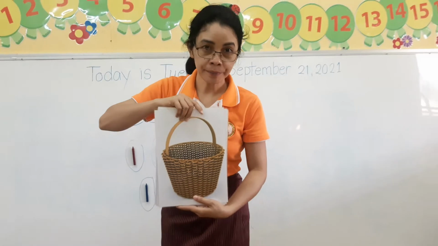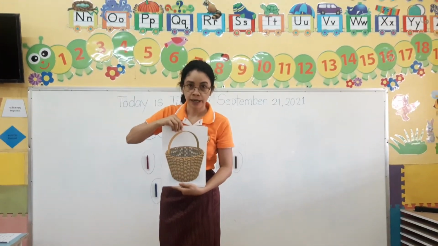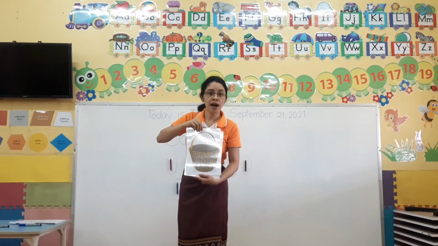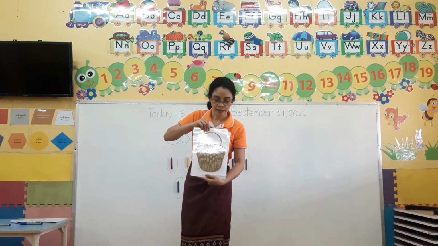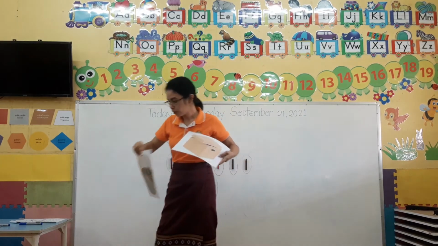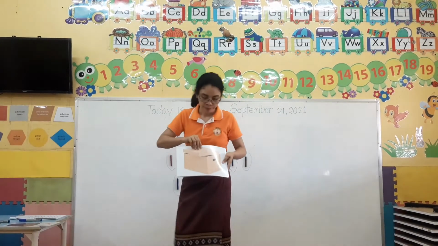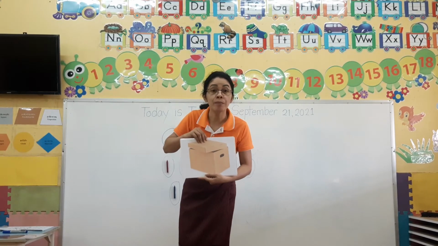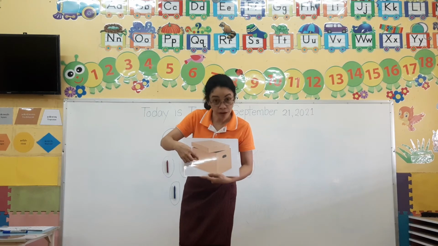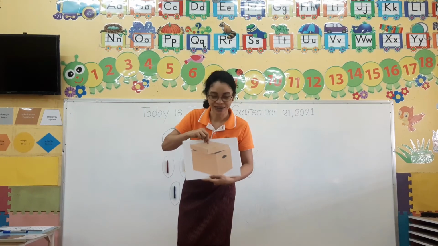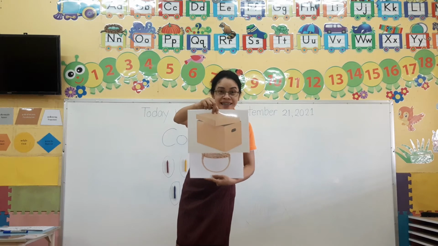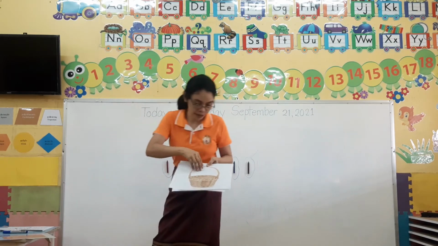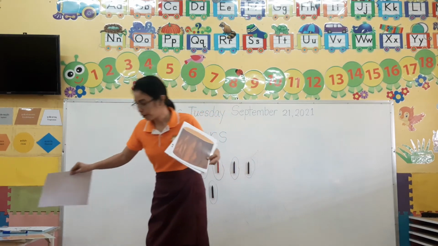Can you see this one? It's a basket. Yes, brown basket. Okay, what about this one, children? Do you know what's this? Oh, this is called box. Say it with me, box. Okay, what color is this? Brown. Brown box. Yes? Okay, they are the same. This is also basket.